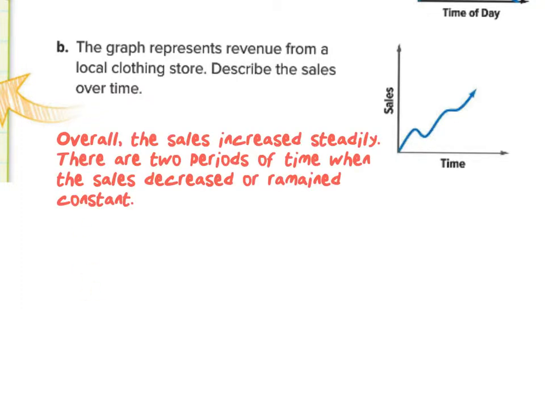I would say overall the sales increased steadily. They did. If we go from here to here, they've increased steadily. There are 2 periods of time when the sales decreased or remained constant. Remain is spelled wrong. There, remained constant. And you can see, yeah, the sales were going great, and then for a little while there, the sales decreased. They didn't sell as much in this period of time, and then it increased drastically, and they remained constant. The sales in this day would have been the same throughout those days.